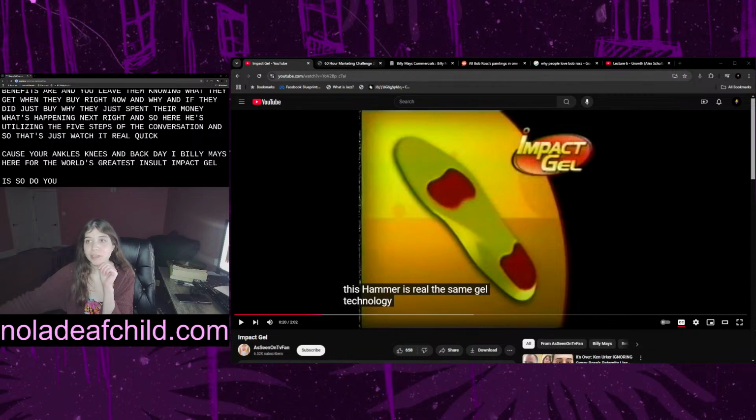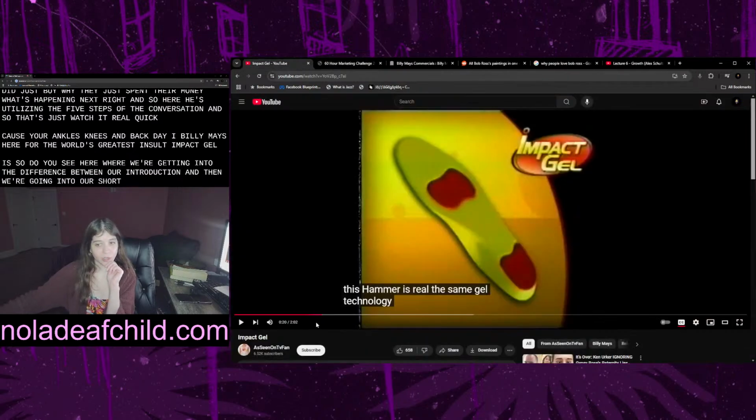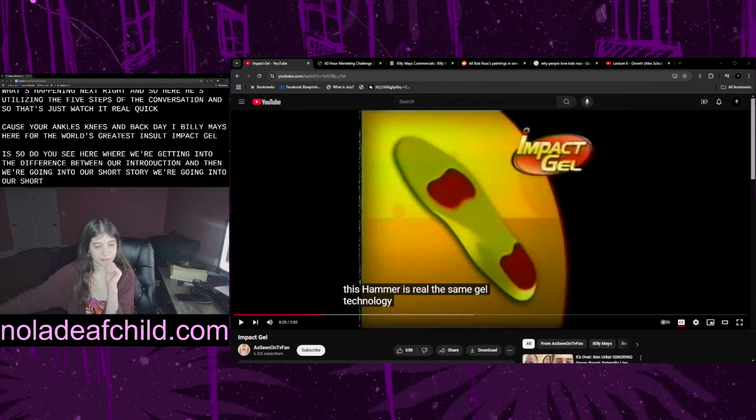So, do you see here where we're getting into the difference between our introduction and then we're going into our short story? We're going into our short story.